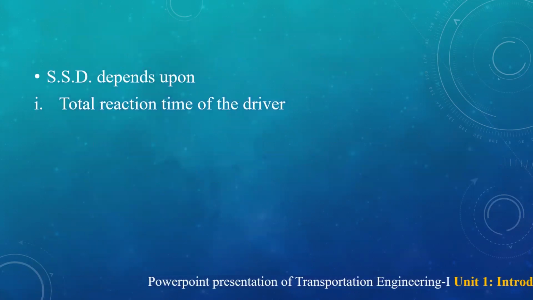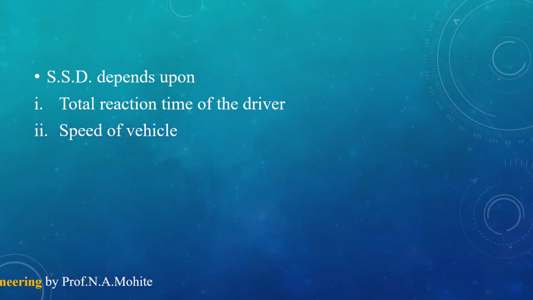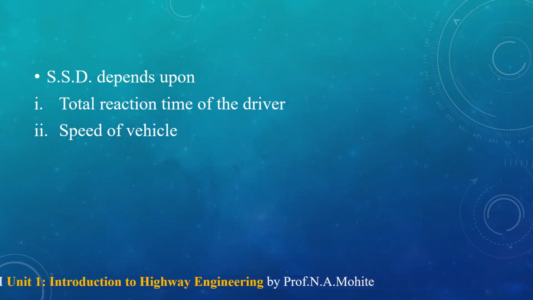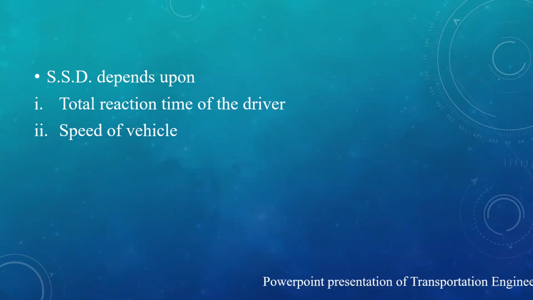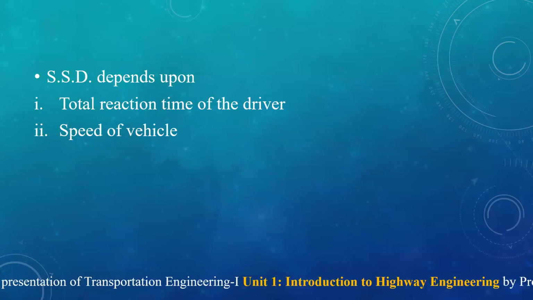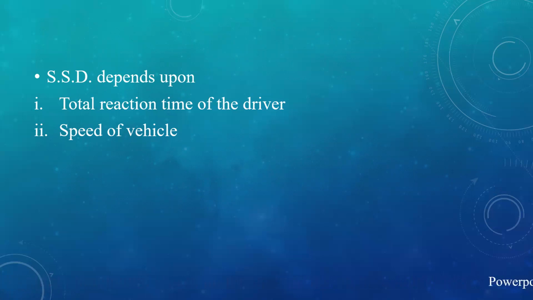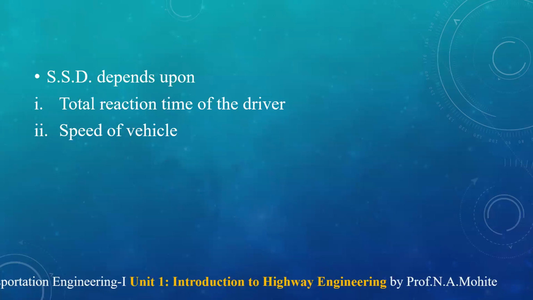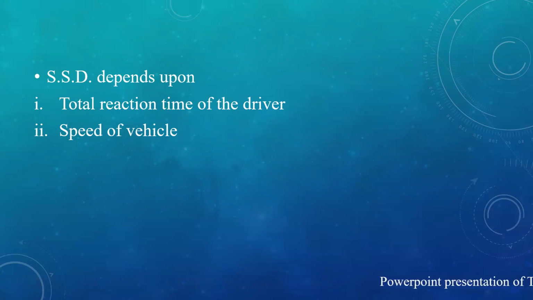First one is the total reaction time of the driver. Then next one, the speed of the vehicle. Depending upon the situation, the driver is going to take time to stop his vehicle and bring it to rest. That is the total reaction time of the driver. IRC has recommended certain timing with respect to which the driver should be aware and bring the vehicle to rest when he sees an obstacle or any kind of obstruction. Next one is the speed of the vehicle. It totally depends upon the driver at which speed he is driving.